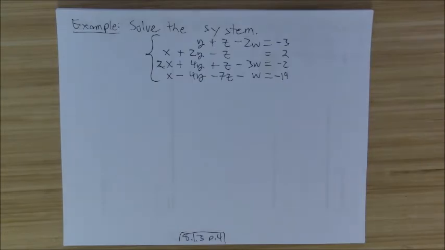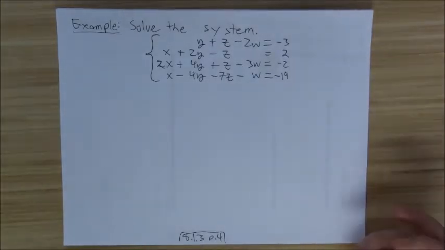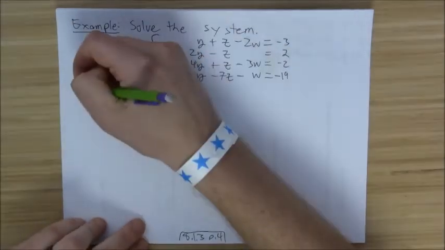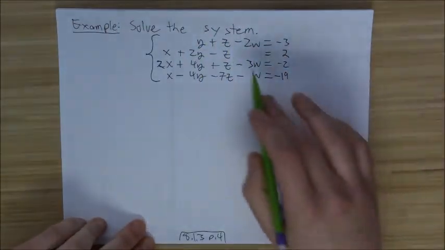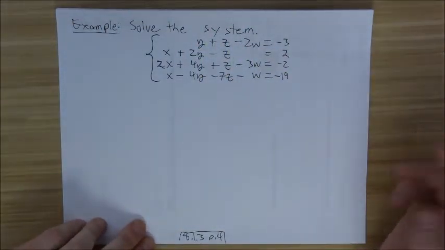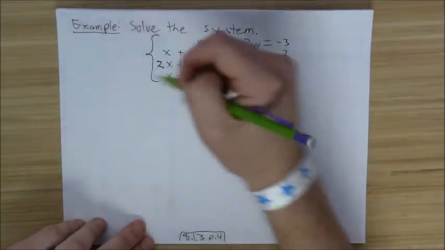And now, at long last, we come to solving a system of equations using Gaussian elimination, but we're going to do it using just the augmented matrices. All right? And so the goal here is to get it into row echelon form. So we're going to write this as an augmented matrix and then try to get it into row echelon form. That way we can back substitute.